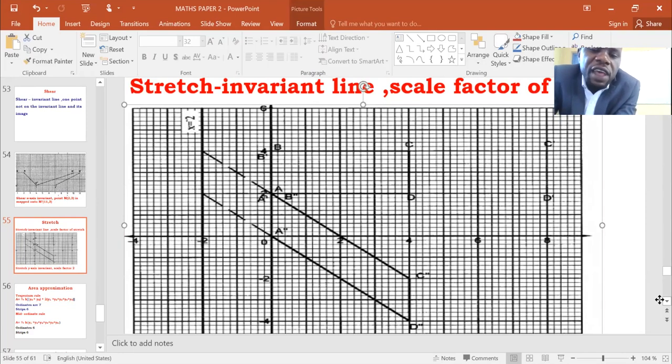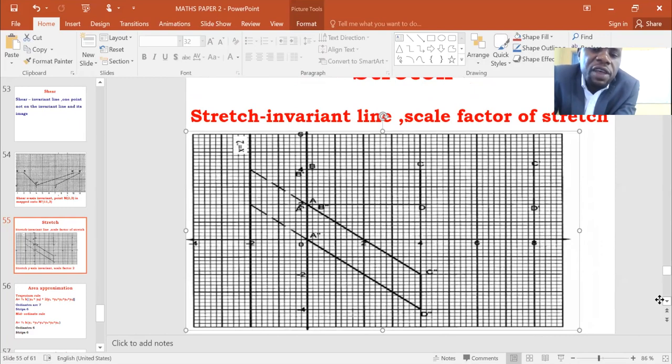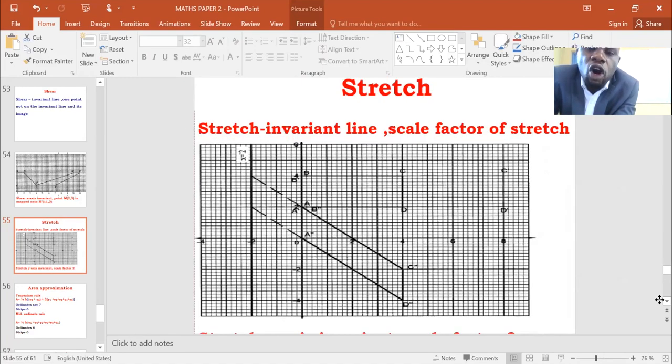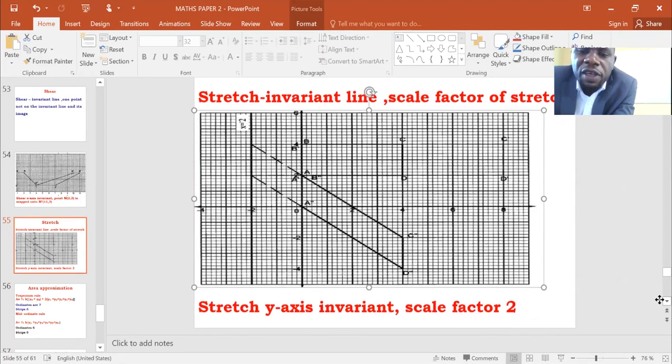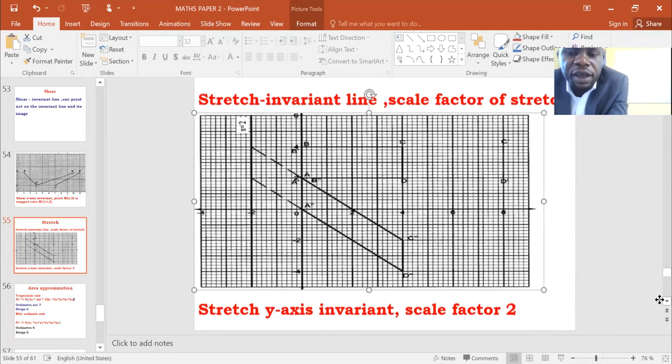Then for the scale factor, you take the length of the image and divide by the length of the object. Like in this case, if you divide those two lengths, you'll find a scale factor of 2. Image distance over object distance gives you a scale factor of 2. So you say this is a stretch, y-axis invariant, scale factor 2. So a stretch is complete when it has a scale factor and the invariant line.